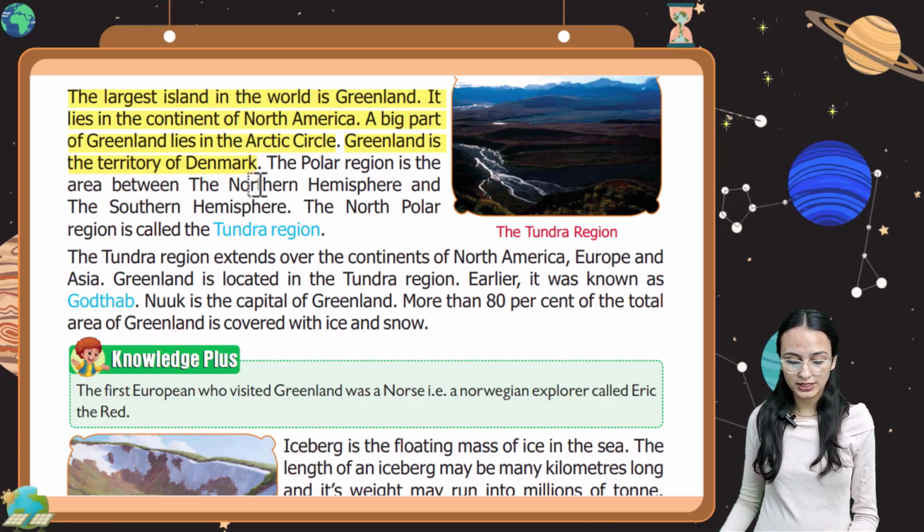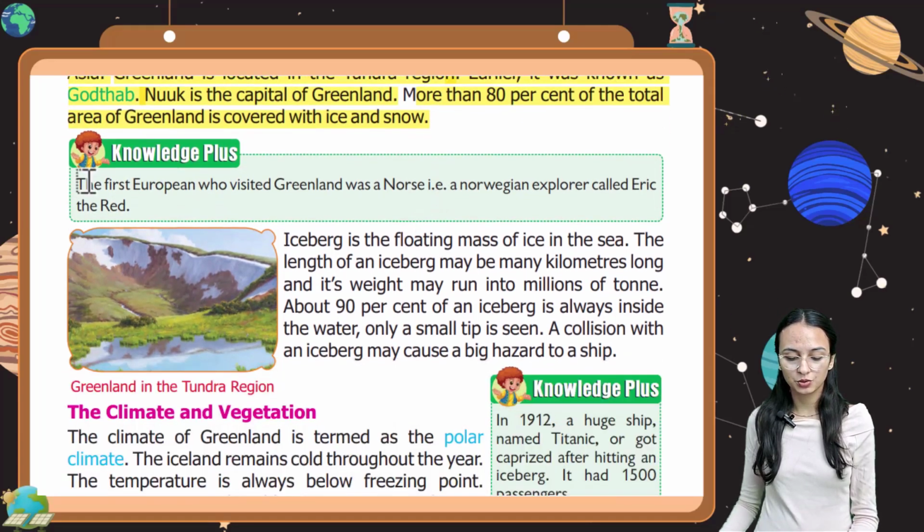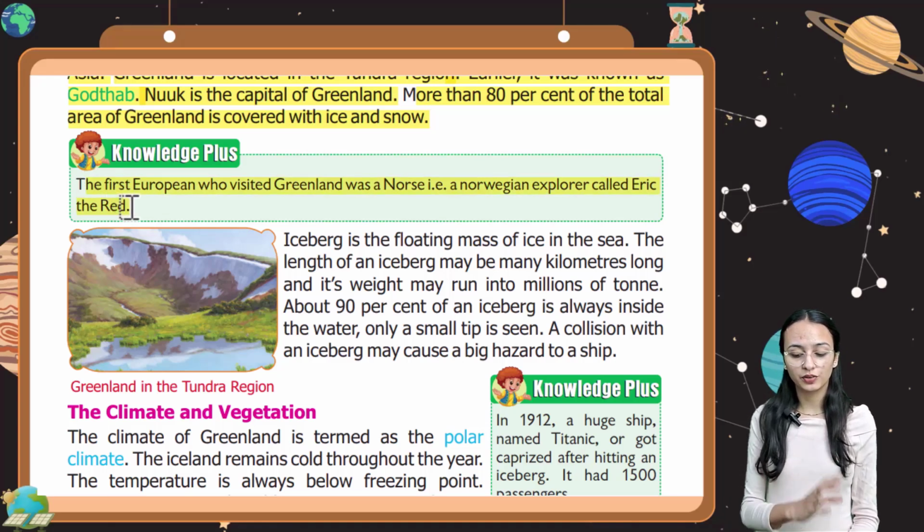The polar region is the area between northern hemisphere and southern hemisphere. The north polar region is called the tundra region. The tundra region extends over the continents of North America, Europe and Asia. Greenland is located in the tundra region. Earlier it was known as Gotthard. Nuuk is the capital of Greenland. More than 80% of the total area of Greenland is covered with ice and snow. The first European who visited Greenland was a Norse, that is, a Norwegian explorer called Erik the Red.